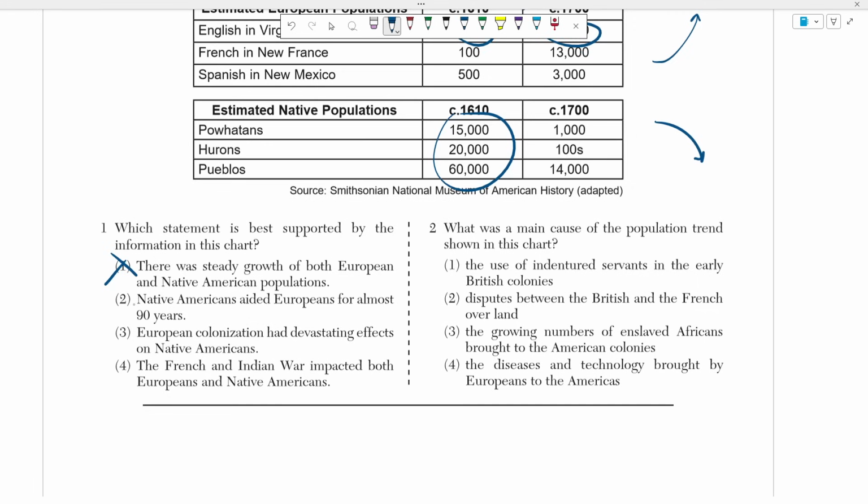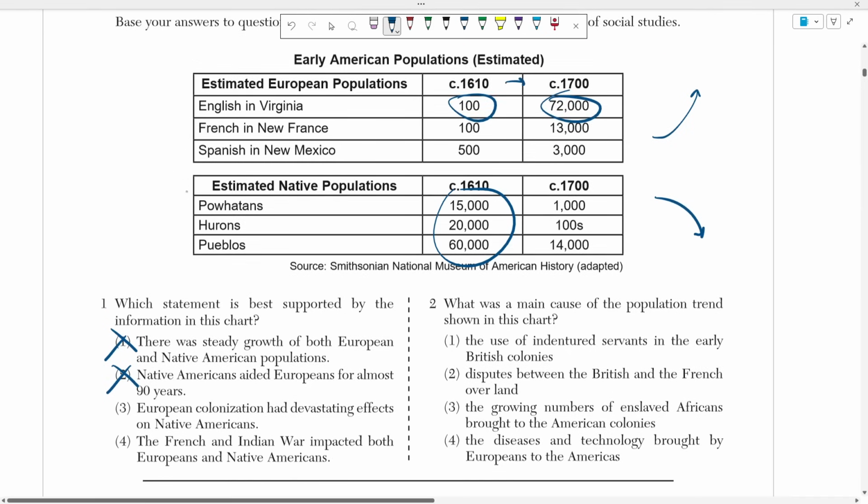2. Native Americans aided Europeans for almost 90 years. This one is also false because this shows no relationship between the two populations. We don't know how they interacted. This chart doesn't support any sort of interactions that Native Americans and Europeans had. It just shows us their population numbers, which is why choice 3 is the correct answer.